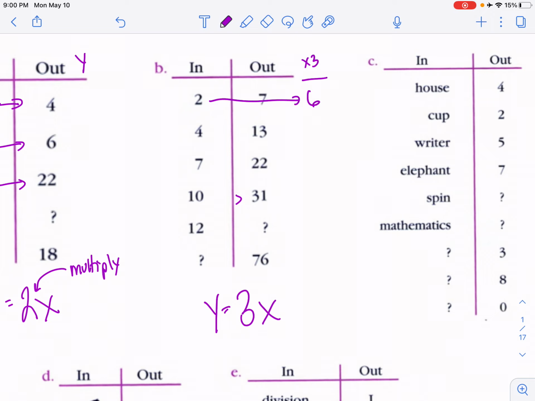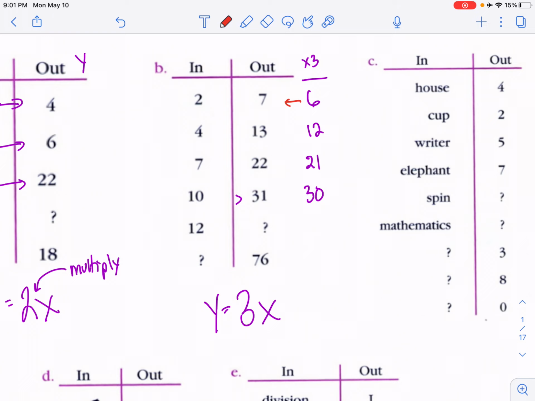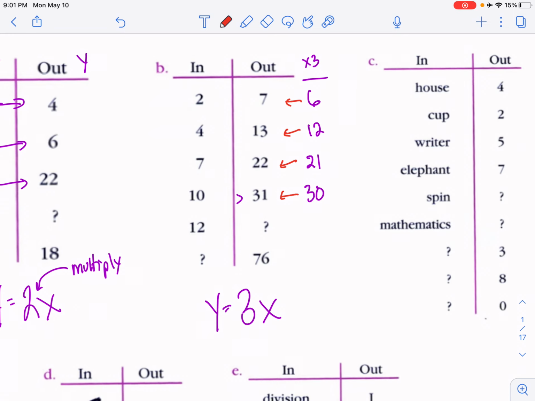If you did times 3, let's just pretend it was only times 3: 2 times 3 would make 6, 4 times 3 would make 12, 7 times 3 would make 21, 10 times 3 would make 30. Then you want to say, how do these relate to what you really want? Well, they're all 1 less, so my rule must be times 3 and then plus 1.